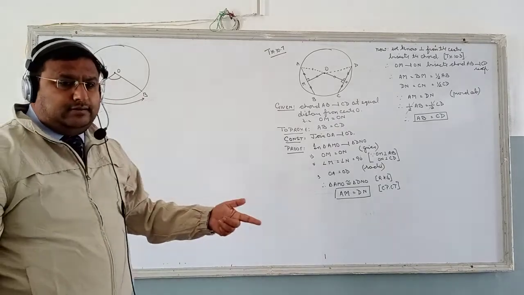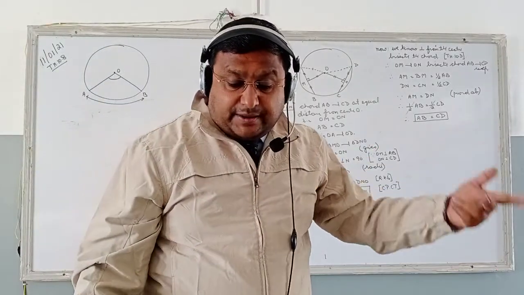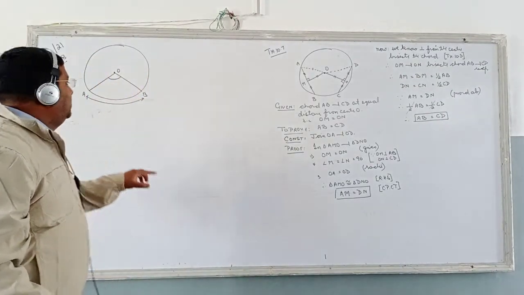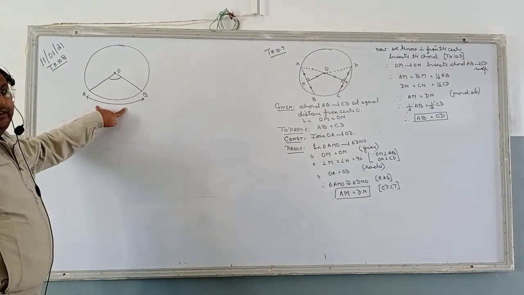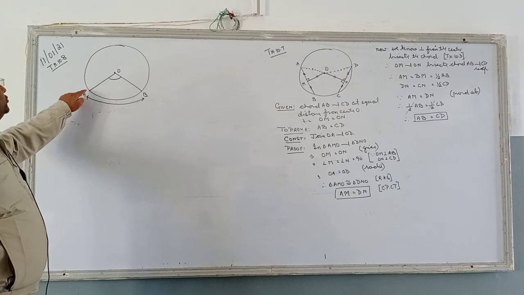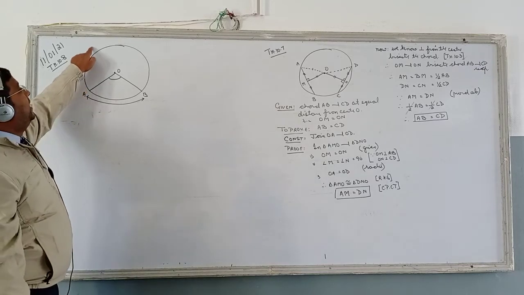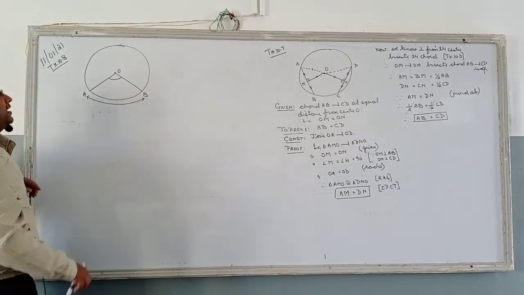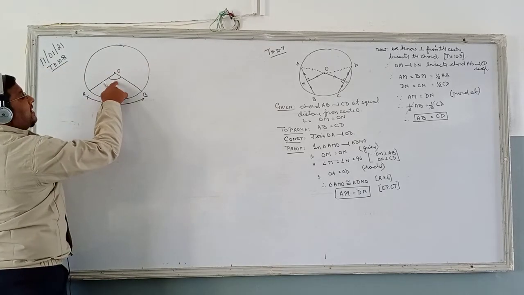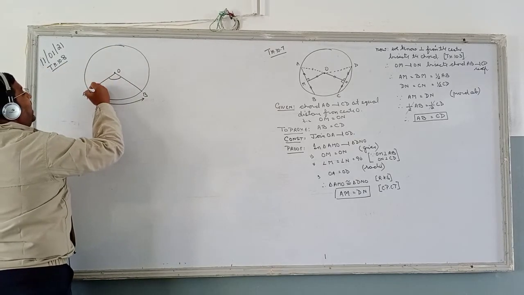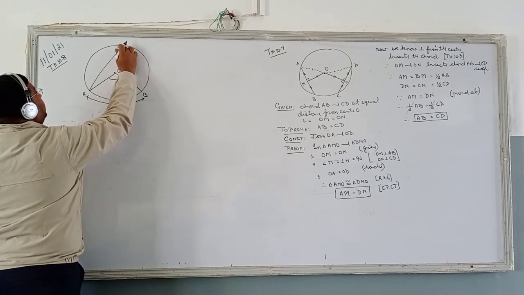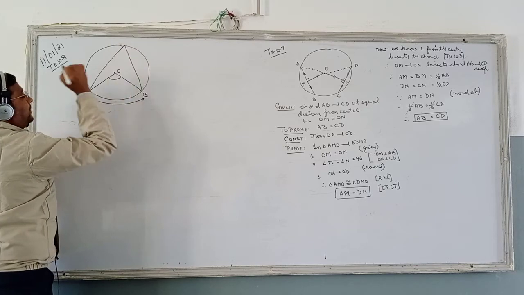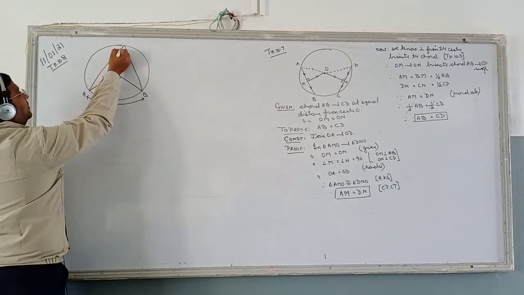Is double. Double of what? Double of the angle subtended by the same arc at the remaining portion of the circle. If I draw an arc over here, draw an angle over here, then this angle will be double of that. So I am drawing it like this so that it is visible to you. Can you see this angle now?